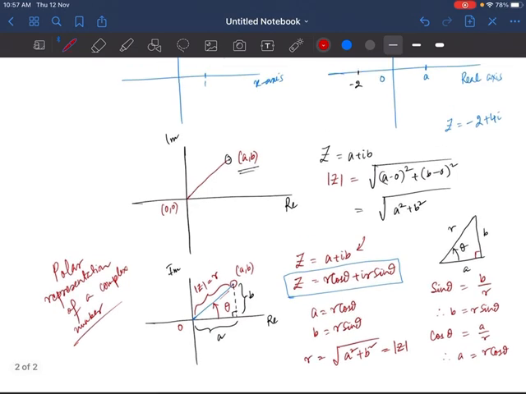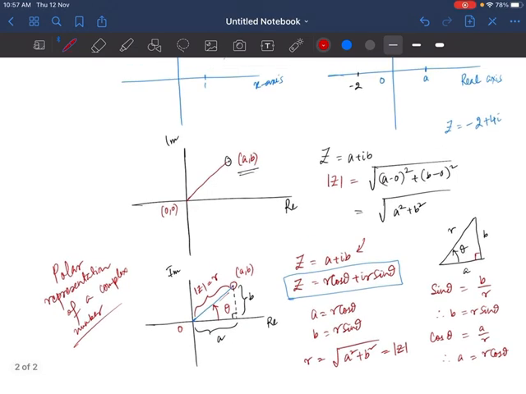Now before going into problems, I will tell you one important thing. This angle theta has a name. This angle theta is known as the argument of z. R is known as what? Write this down. r is known as the modulus of z, and that angle theta is known as the argument of z. So these are the two important things you have to remember.